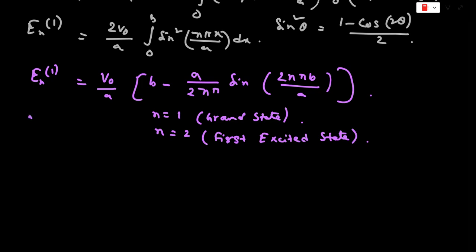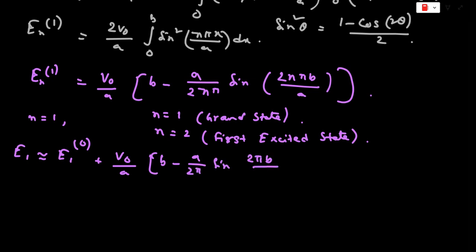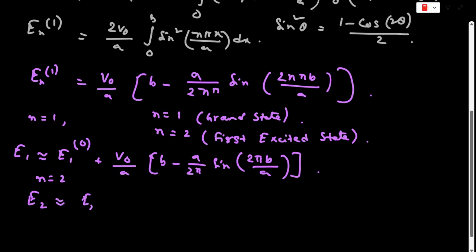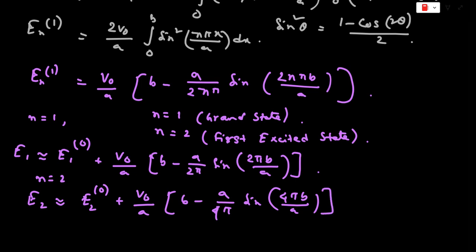Okay. Now for n equal to 1, E1 will be near about E1^0 plus V0 by a, b minus a by 2 pi sine 2 pi b by a. Okay, and for n equal to 2, what we get? E2 is near about E2^0 plus V0 by a, b minus a by 4 pi sine 4 pi b by a, right?